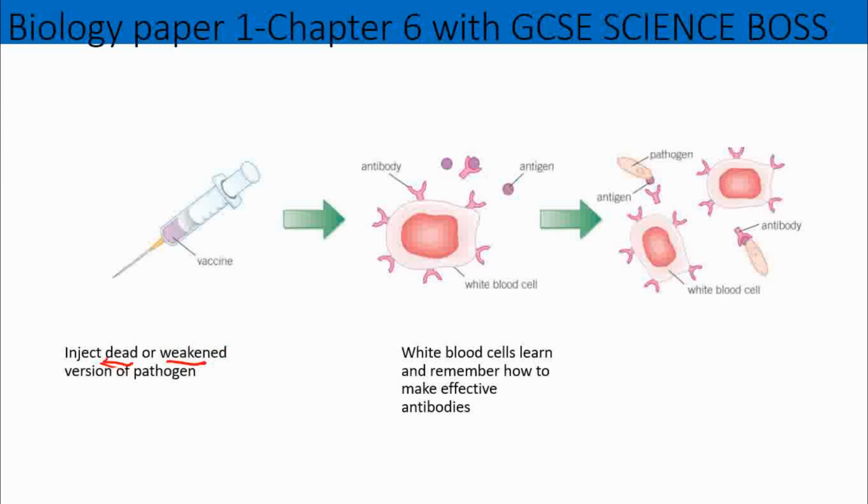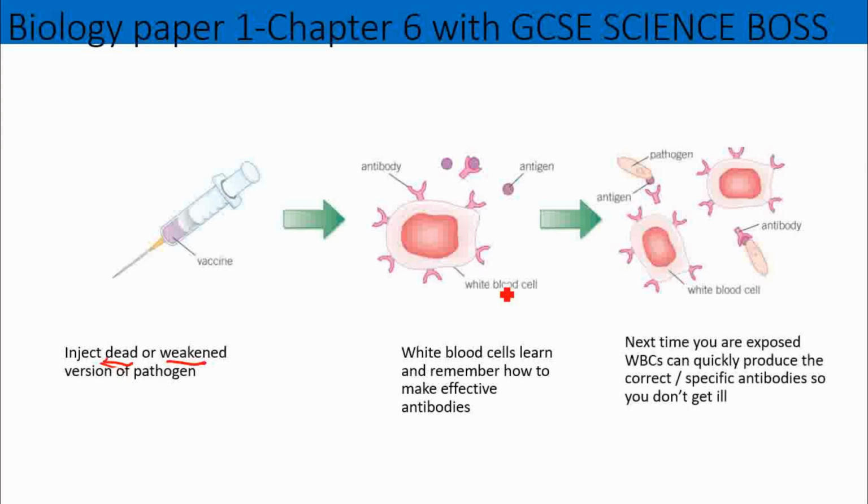Okay, so the white blood cells learn and remember how to make effective antibodies, and next time that you're exposed to it, it's able to make it quickly and specifically, and you don't get ill or as ill.